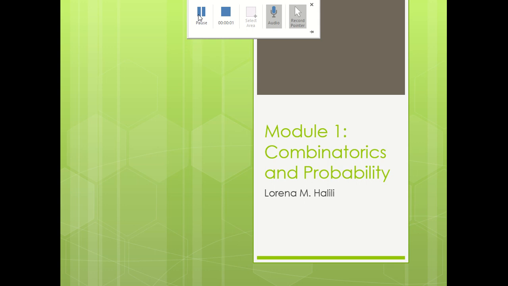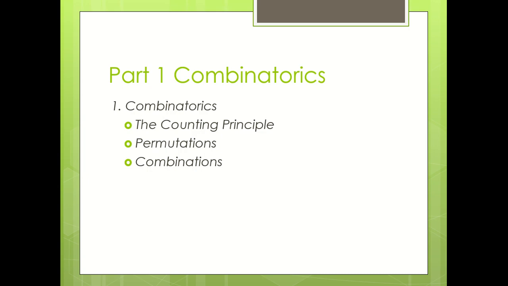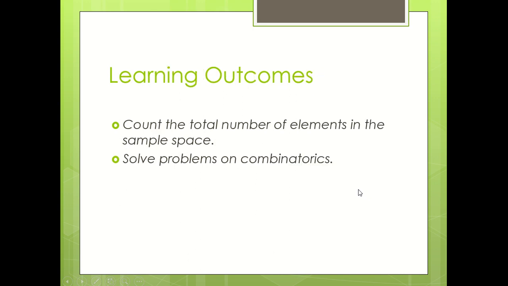So this is module 1 of psychological statistics 2. It is all about combinatorics and probability, but I had divided it into two parts. So this is part 1 that deals with combinatorics. For combinatorics, we will discuss the following topics. The first one is on counting principle, and then we will talk about permutations, and the last is combinations.